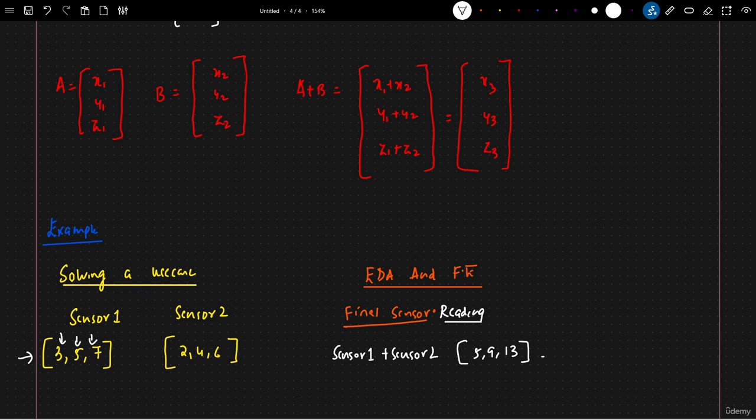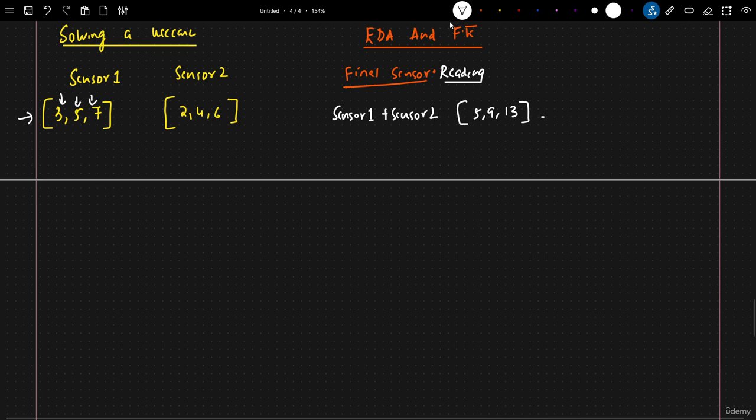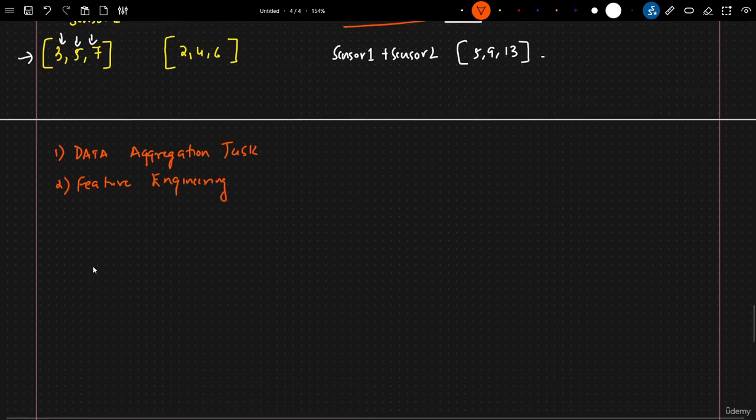Okay, so if I talk mainly about the application in data science, when we say we are going to use this in EDA and feature engineering, in short, we are using it for a data aggregation task. Second, we definitely use this in feature engineering, because any changes that I need to make in my features or in any of the records in the data set, I have to perform feature engineering.